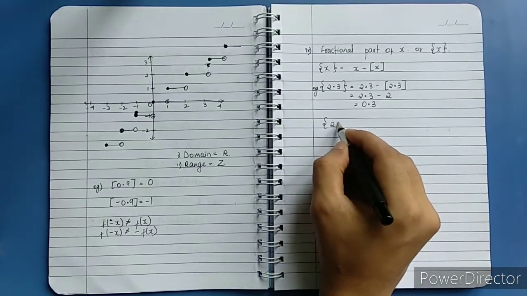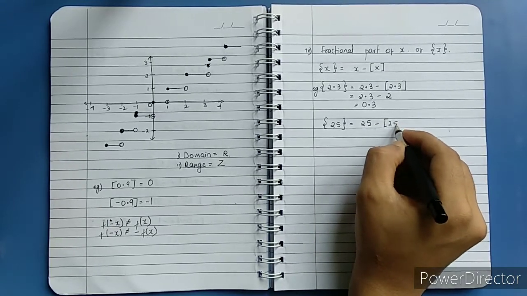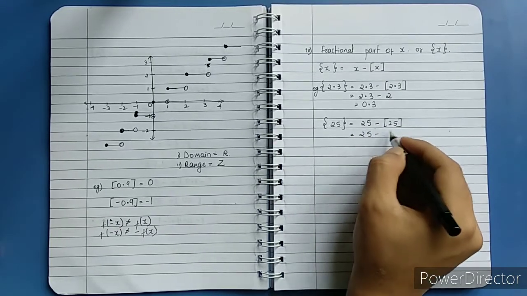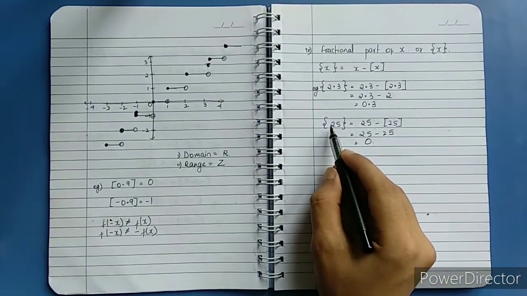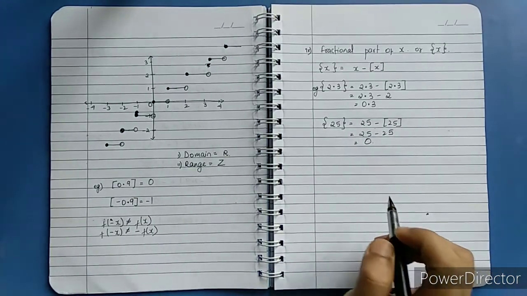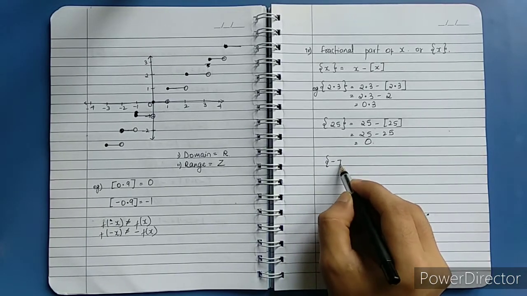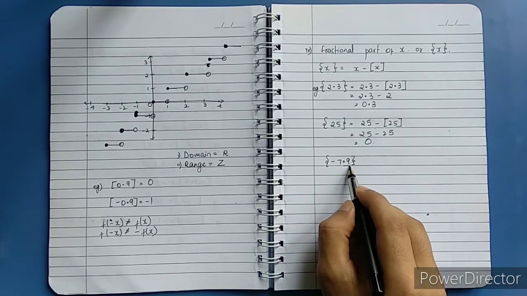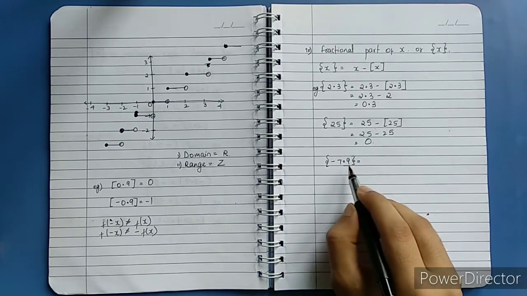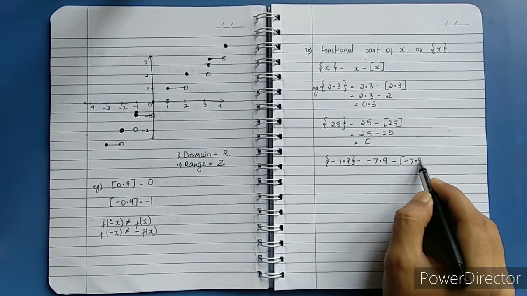If I take floor of 25, so we get 25 minus floor of 25, which is 25 minus 25 itself. So 25 minus 25 is 0. So if we take any integer, the fractional part of an integer is 0, because there is no fraction over here. If I take fractional part of a negative number, say minus 7.9, it is very convenient to say that the fractional part of minus 7.9 would be 0.9, but that is not true. Why does this happen? Because this is equal to minus 7.9 minus floor of minus 7.9.